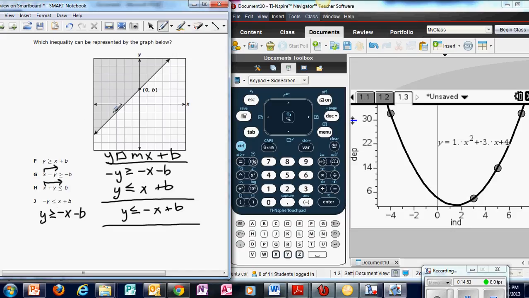Now I'm going to go back to my equation. The line goes up from left to right. That means the slope is positive. We shade up.